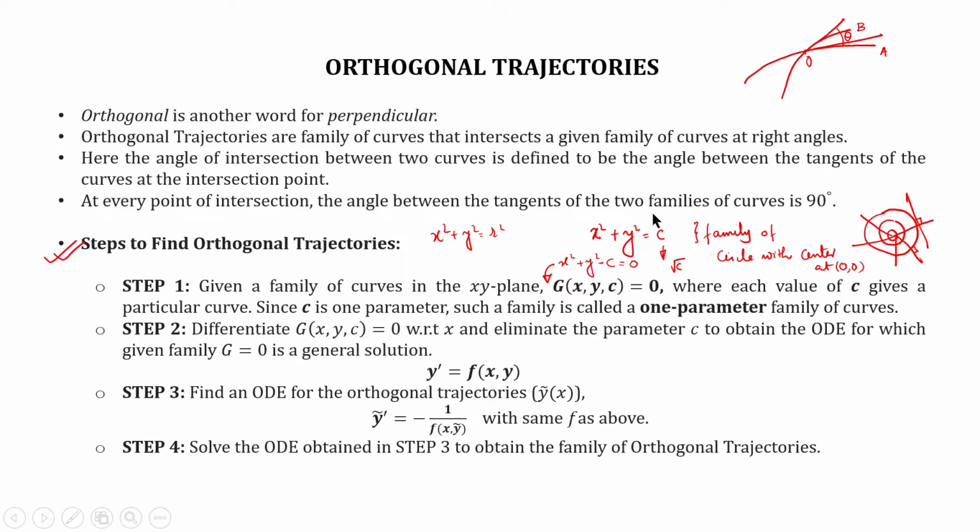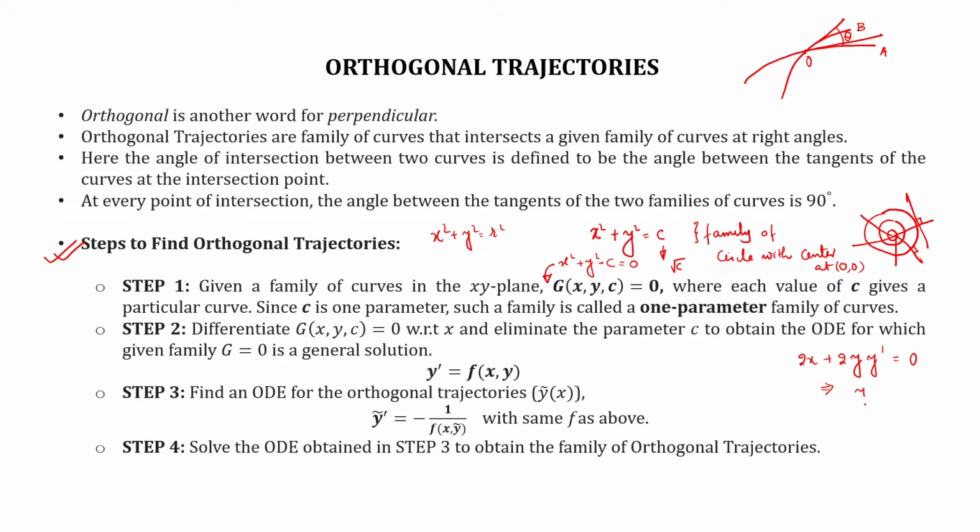Let us see how to do that with this circle. We can differentiate this equation both sides, and the left hand side would be 2x plus 2y dy by dx, or y dash, equal to, c is a constant, so its derivative would be 0.